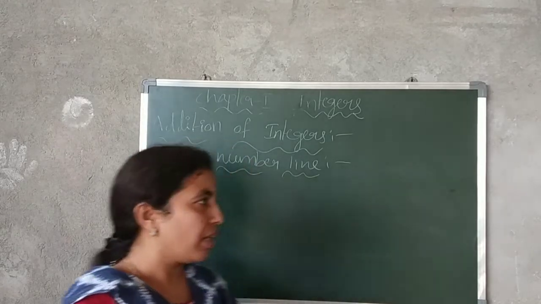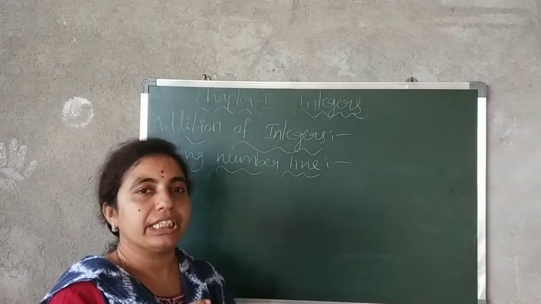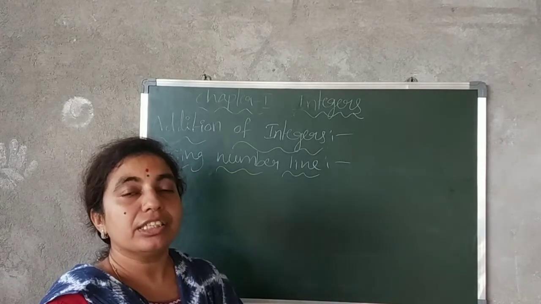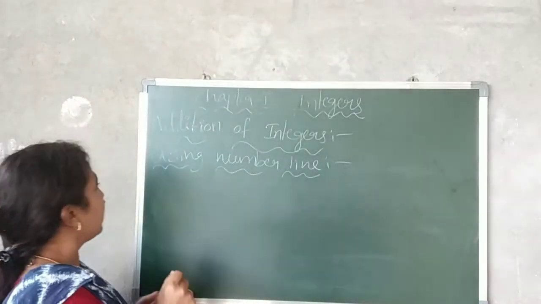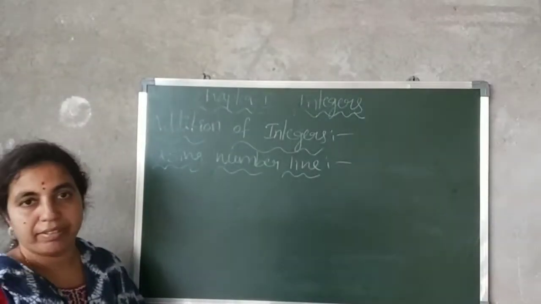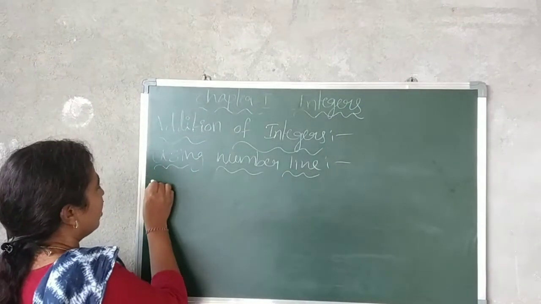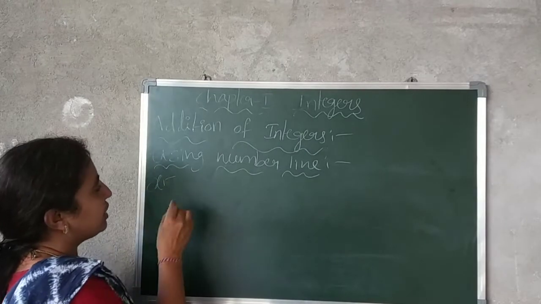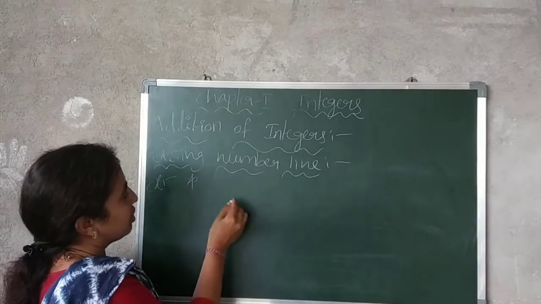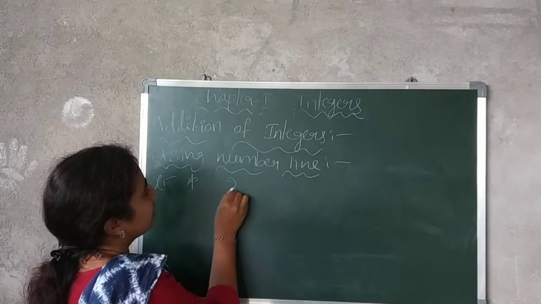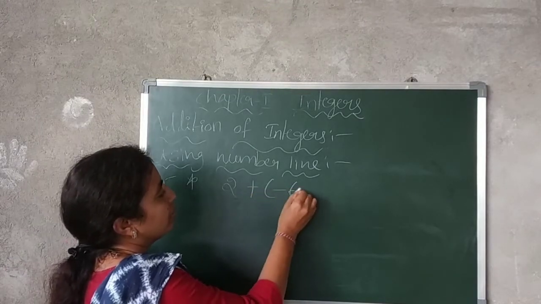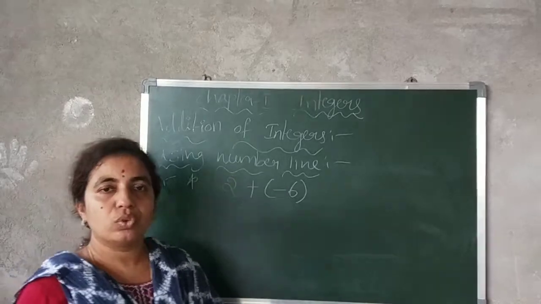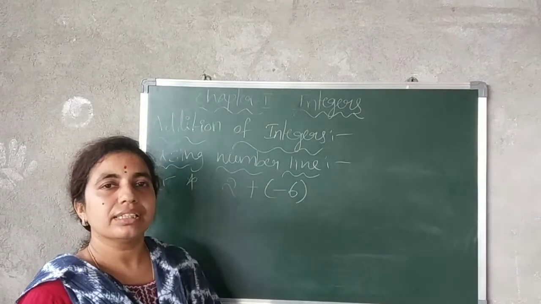First I'll go with the addition of integers. Addition of integers using the number line. First I'll explain with an example. So consider one problem. Let us go with 2 plus of minus 6. 2 plus of minus 6.